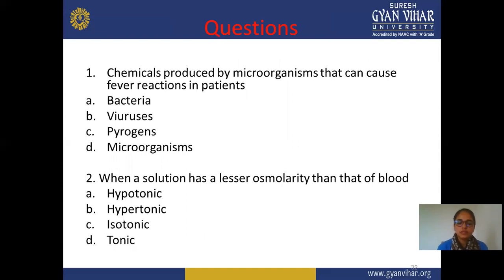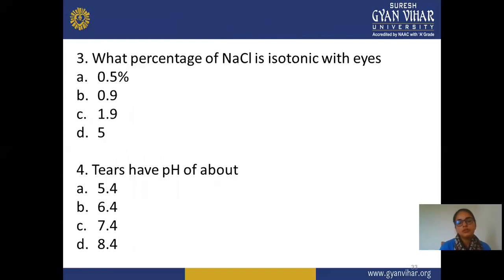Next is the question part which is related to this topic. First question: a chemical product produced by microorganisms that causes fever in a patient is A, bacteria; B, viruses; C, a pyrogen; and D, the microorganism. Second question: when a solution has a lesser osmolarity than blood, it is hypotonic, hypertonic, isotonic, or tonic. Third question: what percentage of NaCl is isotonic with blood? A is 0.5%, B is 0.9%, C is 1.9%, and D is 5%. Fourth question: tears have a pH of about A 5.4, B 6.4, C 7.4, D 8.4.